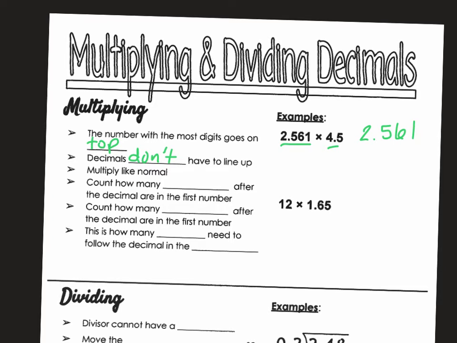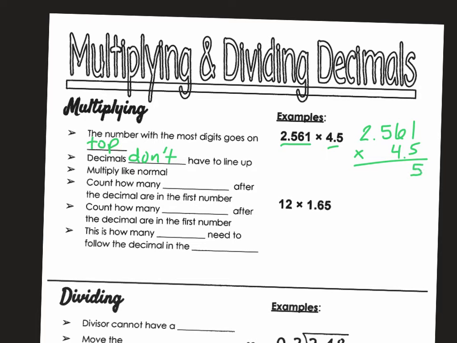Okay, and that's something that students always get wrong. They always think they have to line up the decimals. That's addition and subtraction. Multiplication, you don't. You line them up all the way to the right. So 4.5 goes there. Then you just multiply like normal.